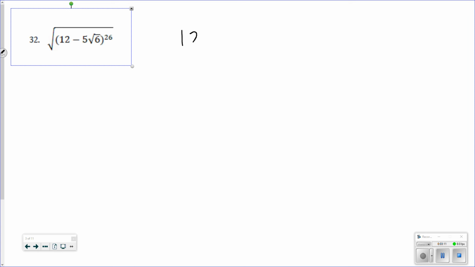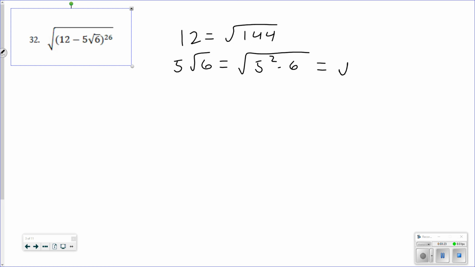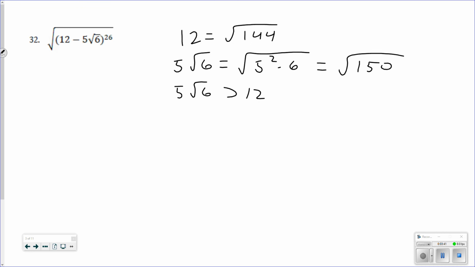So 12, that's the same thing as the square root of 144. 5 root 6, that's the same thing as the square root of 5 squared times 6, or 25 times 6, which is 150. So 5 root 6 is the square root of 150. 12 is the square root of 144. So that tells me 5 root 6 is bigger than 12. So that's why 12 minus 5 root 6 is a negative number.